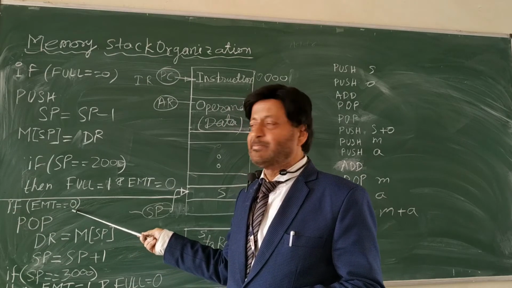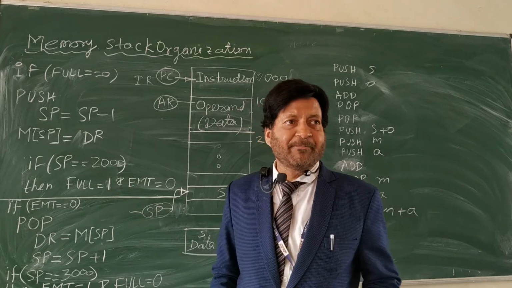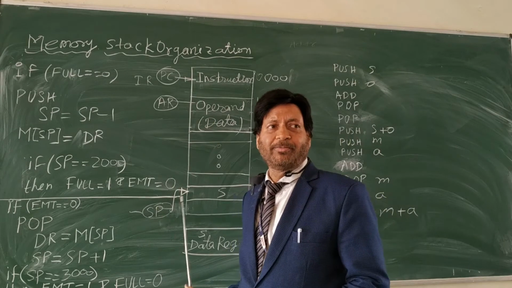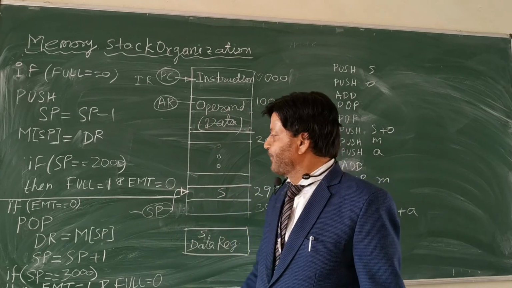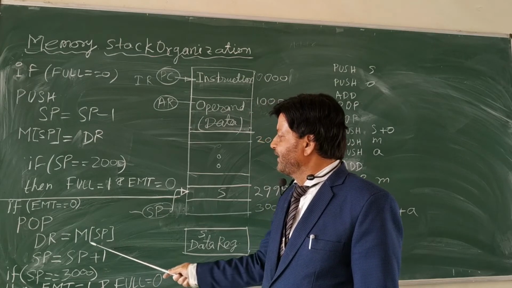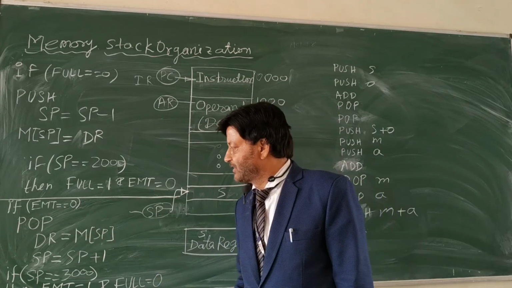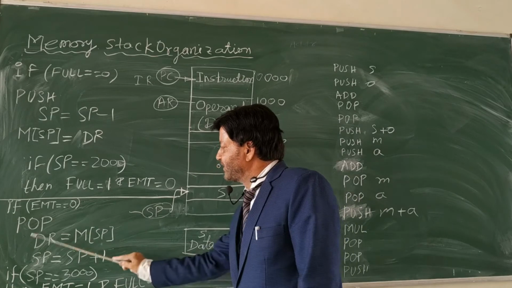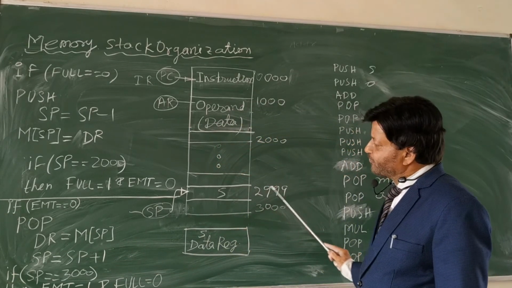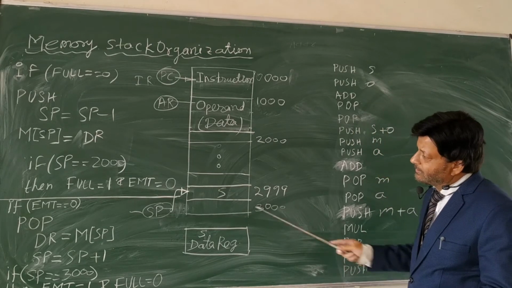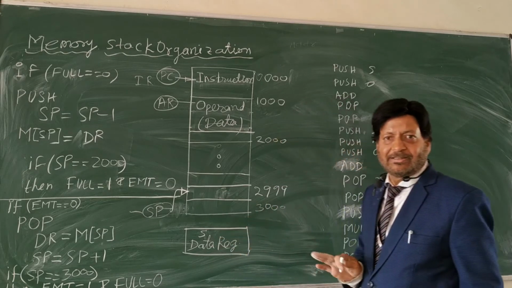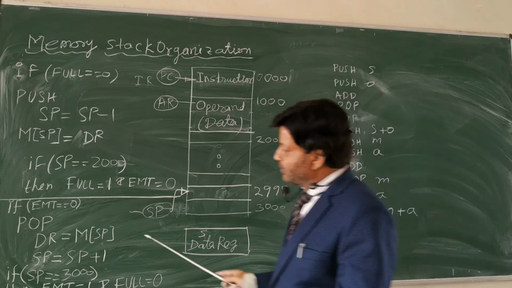What is the meaning of that? Your stack is not empty. And if your stack is not empty, you can pop the data from the stack. So now what you will do, whatever your stack pointer is pointing to will be copied into the data register. So this is what the pop operation is. Your stack pointer is popping this memory location 2999. So S will be popped and copied into the data register. So this is your pop operation.